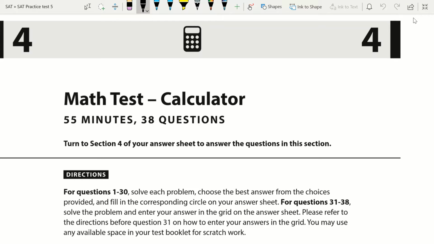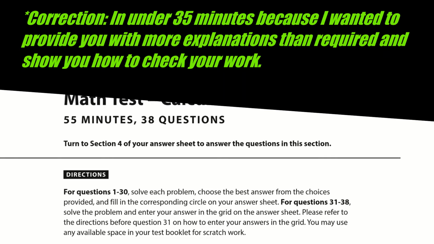Today I'll be taking you through the Math Calculator section of SAT Practice Test 5. I'll be moving quickly and efficiently through this section to show you how you can maintain efficiency on the SAT Calculator section. I'll be completing this in under 30 minutes to give you an idea of how you can move quickly and efficiently, so let's go ahead and get started.